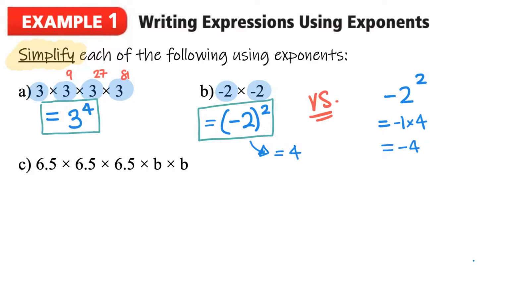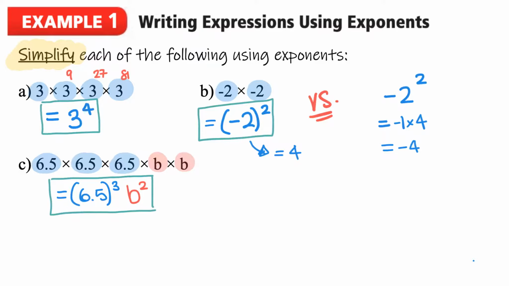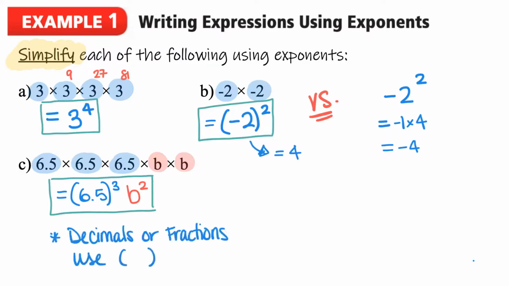And then letter C, we've got 6.5 times 6.5 times 6.5 times b times b. So we have 3 of these 6.5s, so it's 6.5 to the power of 3. Now whenever we have decimals or fractions that are raised to an exponent, it's much better if we write these in parentheses. It just makes it a lot more clear of what we're doing. So it's going to be in parentheses 6.5 to the power of 3, and then right beside it we can go b squared, because remember when they're beside each other it means that we're multiplying. Again, whenever we have decimals or fractions, it's a lot better if we put them in parentheses.